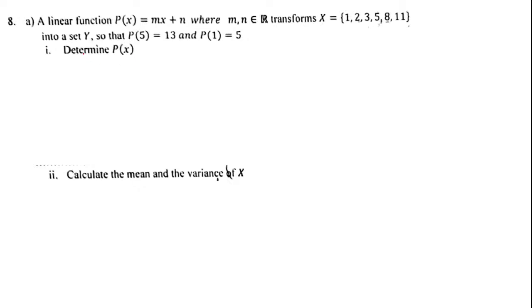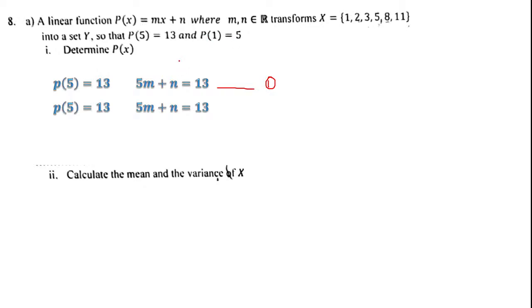From what we have been given here, we see that p of 5 is 13. So that will give us 5m plus n equals 13. I'm replacing this x here by 5, substituting. This gives me the first equation, equation 1. And second, I've been told that p of 1 is equal to 5, so I'll substitute 1 there also, and I will have m plus n.